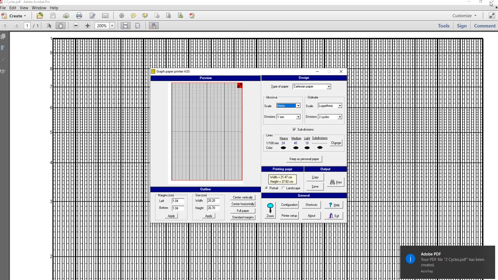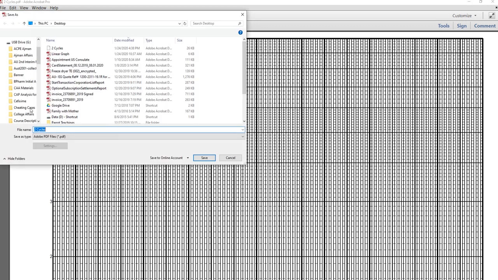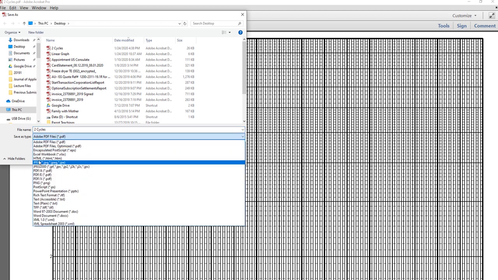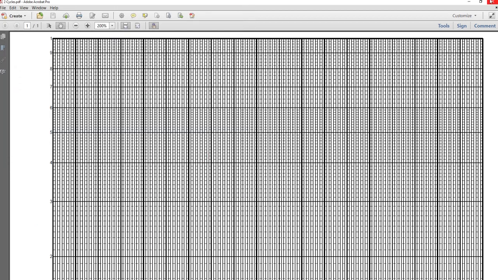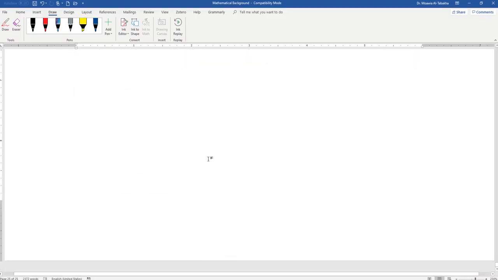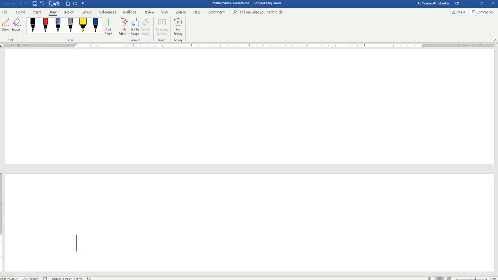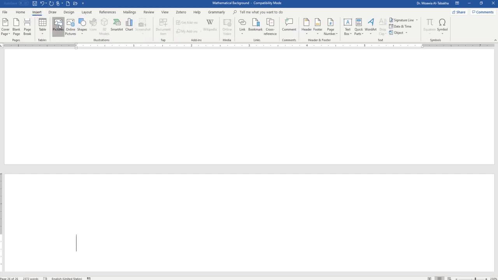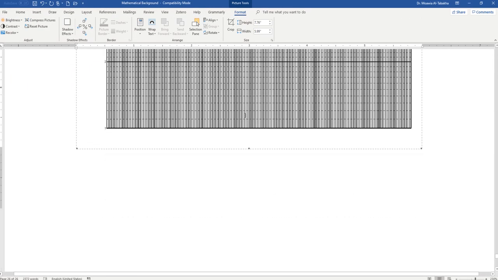Okay, now this is my graph. I will save this graph as a figure, or as a JPEG. Save as. JPEG, two cycles, save them. Now here, we'll do them together. Insert picture, two cycles. Okay, this is my graph.